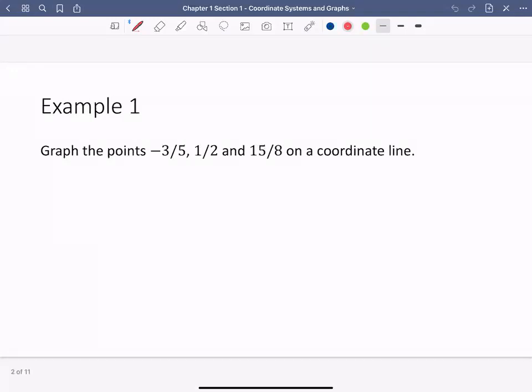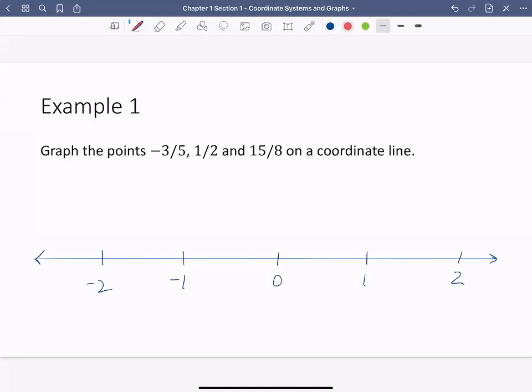So the first thing is, example 1 says, graph the points negative 3/5, 1/2, and 15/8 on a coordinate line. So a coordinate line is not your graph. It's not your normal x and y axes. It's also called a number line. So we're going to draw a number line to start off. I'm going to attempt to draw a straight line with this, and this should work okay. And I'm just going to put the points, let's say -2, -1, 0, 1, and 2.